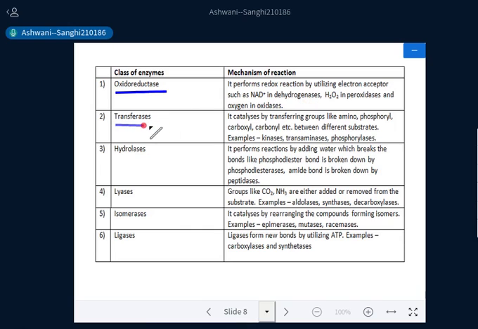Second class, transferase. Transferase means transferring of groups like amino group, phosphoryl group, carboxyl group, carbonyl group, etc., between different substrates. Examples of transferase: kinases, transaminases, phosphorylases.